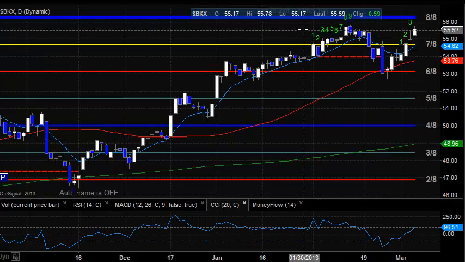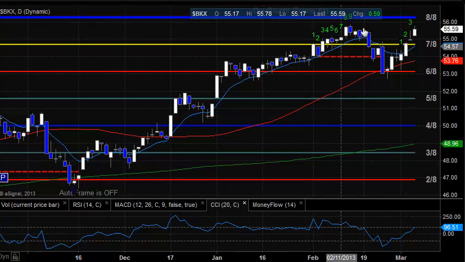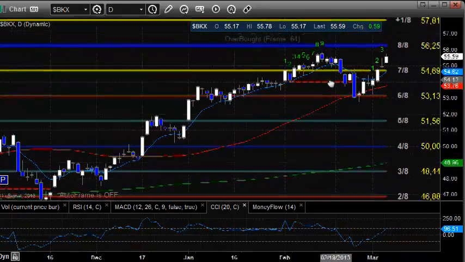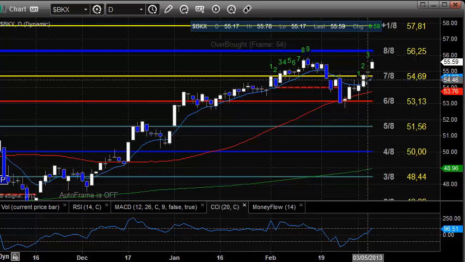Here's the BKX. The BKX pretty much matched its closing high of the move. It's kind of a retest of the old high. Everything's still positive here as far as the moving averages go and whatnot. We're still above the 200, the 50, and the 10 period moving averages.